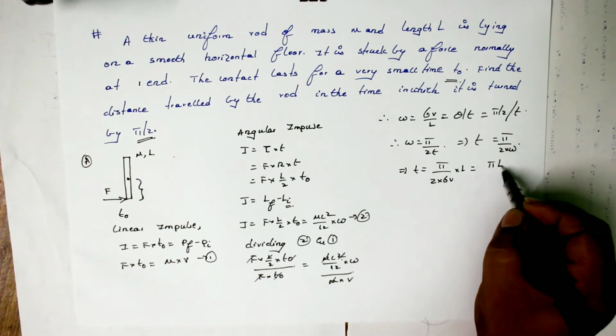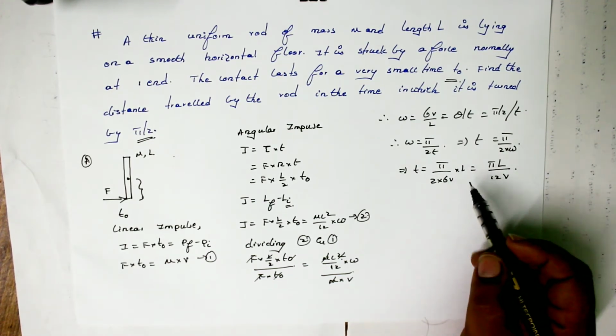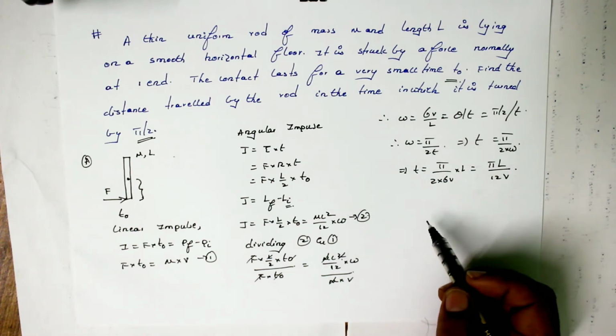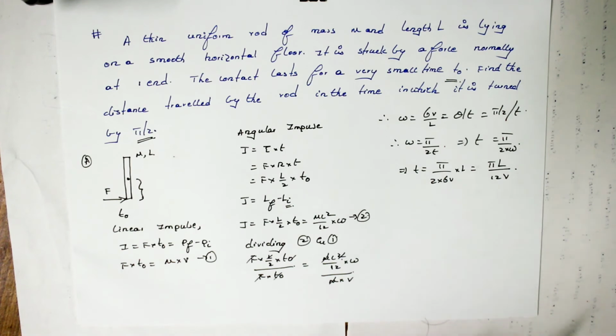So therefore the time is pi L divided by 12 into V. So in this time the rod rotates by an angle of pi by 2. And in the same time this rod also travels in translational motion, that is, in straight line motion.